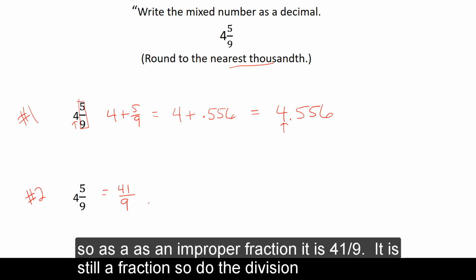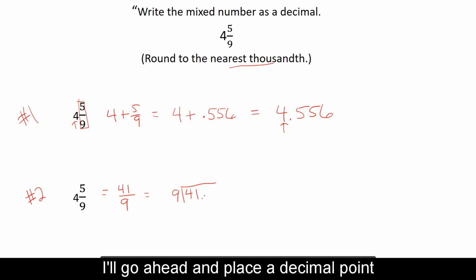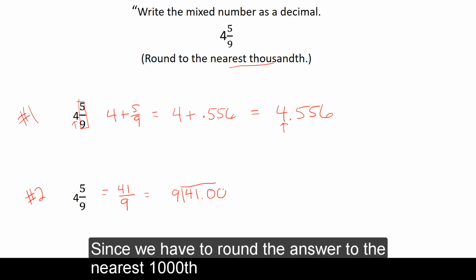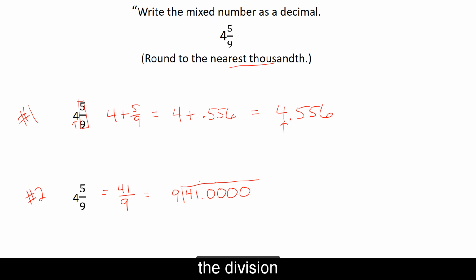So as an improper fraction, it is this. Well, this is still a fraction, so we can go ahead and do the division. So the 41 is being divided by the 9. I will go ahead and place my decimal point. Since we have to round the answer to the nearest thousandth, I'll go ahead and put in 4 zeros to take it to 10,000th. And then we do the division.